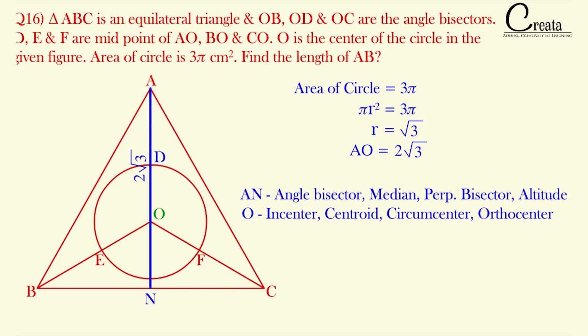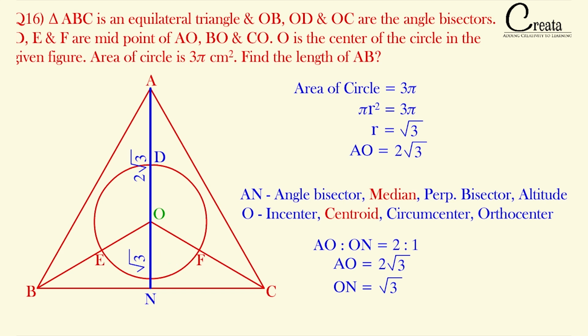So we can say the point O is also the centroid for this triangle, and the angle bisector AN is the median for this triangle ABC. All are the same. And we know the property of the centroid, that the centroid divides the median in the ratio of 2:1. Means AO is to ON is equal to 2:1. And just now we have calculated AO as 2 root 3. So we got ON is equal to root 3. The ratio will remain 2:1.